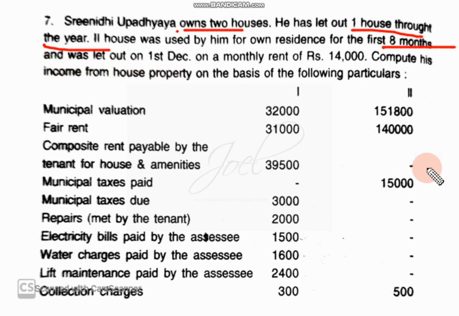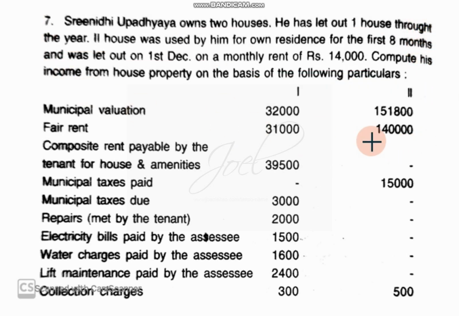If it is self-occupied for the whole year, the annual value is nil, but here it is only for 8 months, and it was let out on 1st December for a monthly rent of 14,000. So from December, in the sense December and the next 3 months, 4 months' rent will come. You have to compute the income from house property from the available information. We'll see the information quickly.